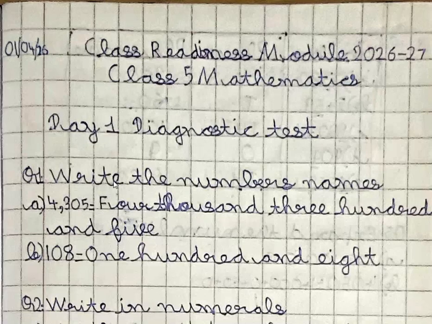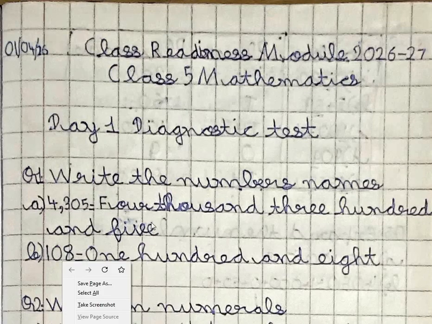So the first question is, write the number names. 4305. So here the ones digit is 5, tens digit is 0, hundreds digit is 3, thousands digit is 4. So in the B question, it's 108.